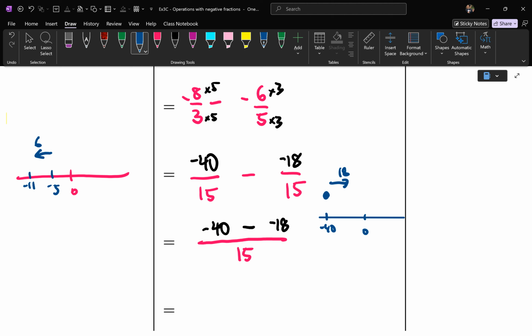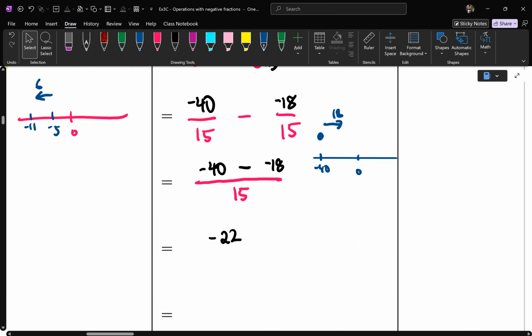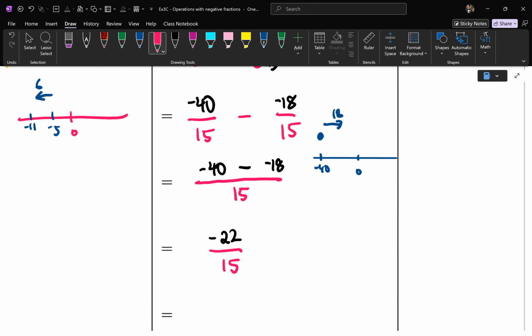So it's negative 22. Okay, very good. Rewrite that. So that now simplifies to negative 22 out of 15. So it's just working with that number line. If you're unsure, draw a number line. Just make sure the numbers are correct or check with the calculator that you've done it correctly.